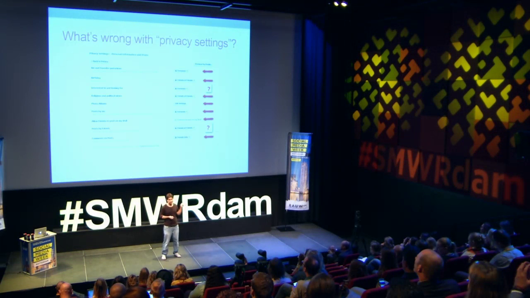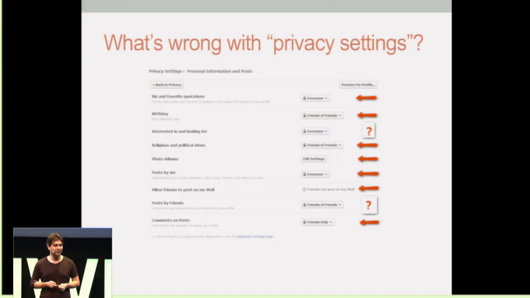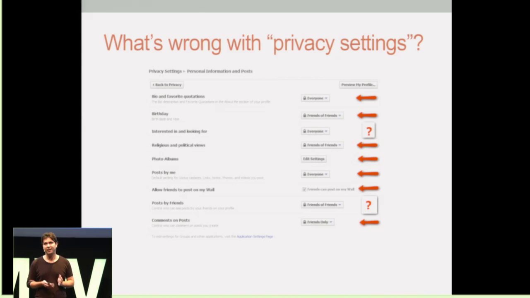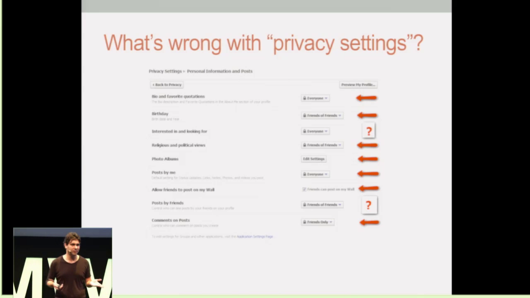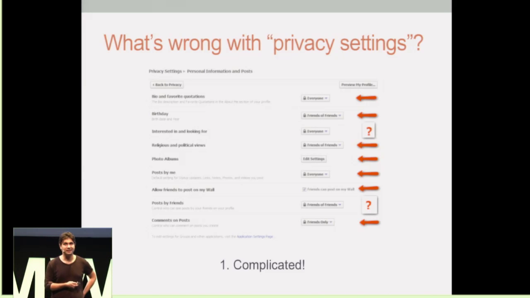Anyways, first of all, you're all familiar with this. This is Facebook's privacy settings, and it's actually one of the menus that exist in one of the many social applications that everybody uses on a daily basis. And it's obviously a maze, and it's very complicated to make sense of. So the first thing that's actually wrong with privacy settings is that it's complicated.